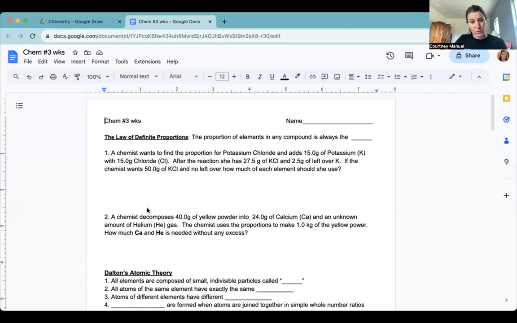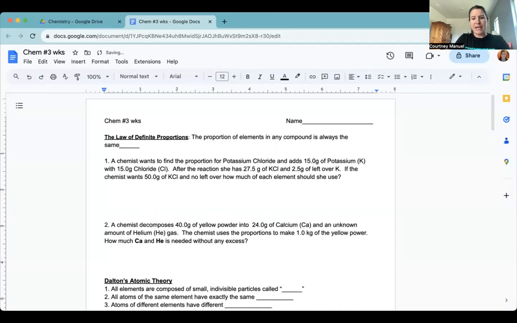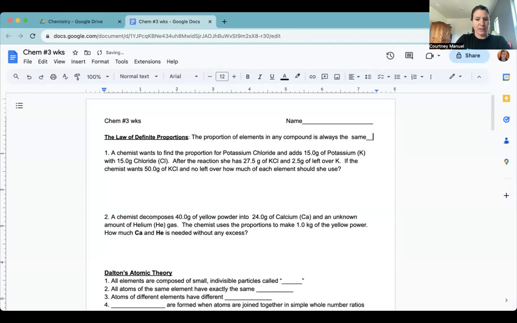So this is what the worksheet looks like, and it starts with the law of definite proportions. So what you're going to turn into me on Thursday is this completed worksheet. Some of it I'm going to give you the answers to, and others leave blank so that you work it out. But the law of definite proportions, let's start here. The proportion of elements in any compound is always the same. That is the word for that section right there. It should be the word same. You're going to enter that in.